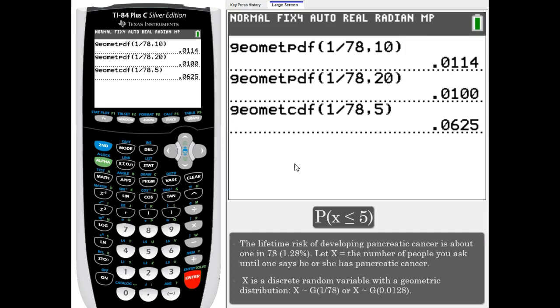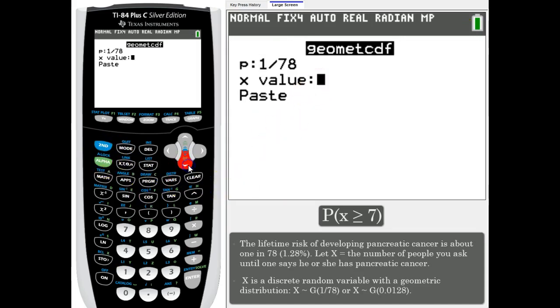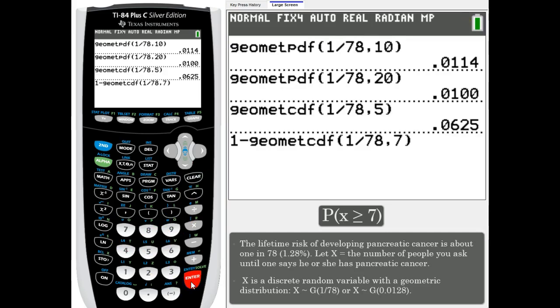Cumulative. If I say, what's the probability that I need to ask more than 7 people? Well, I can only do less than with the CDF, so I'm going to have to say 1 minus the geometric CDF to be able to get if I'm going to have to ask more than 7 people. So I'm going to say 1 minus, and then go back to my CDF function and change the 5 value to a 7, and this is the likelihood I'll have to ask more than 7 people to get a response that is positive. 0.9136.